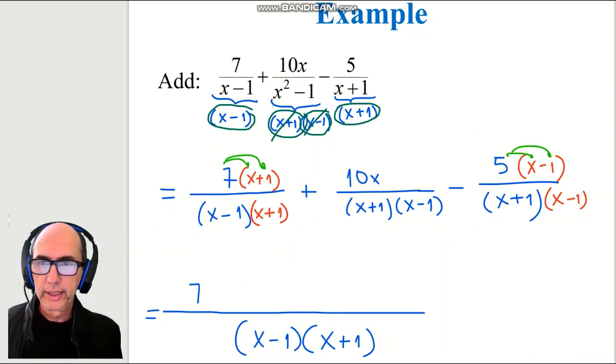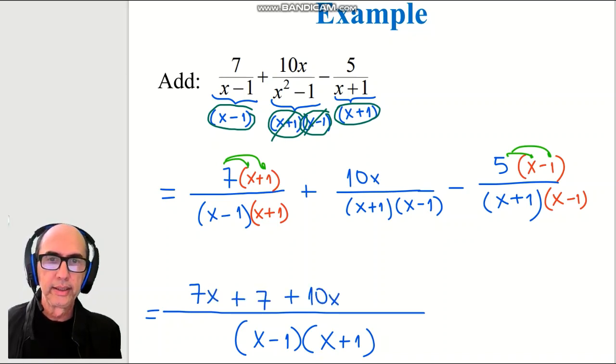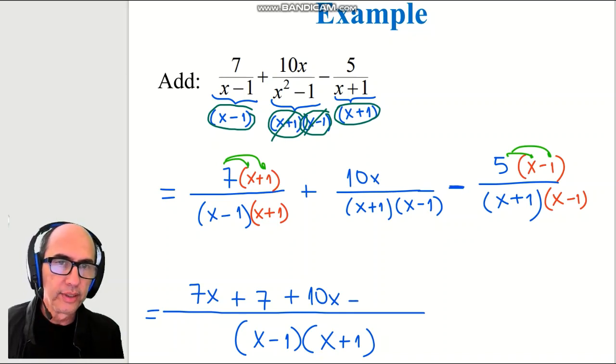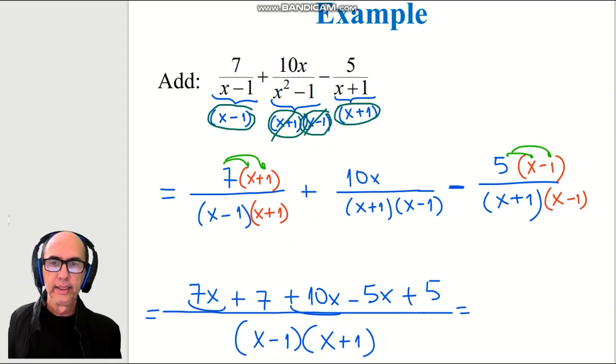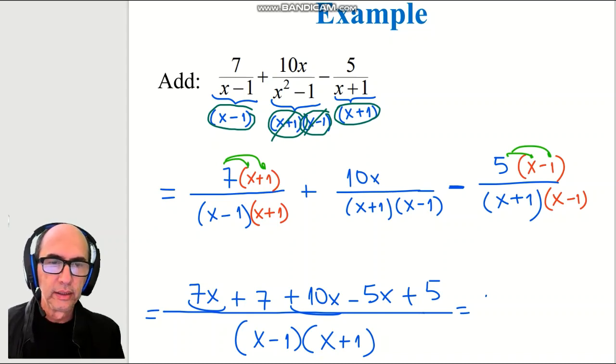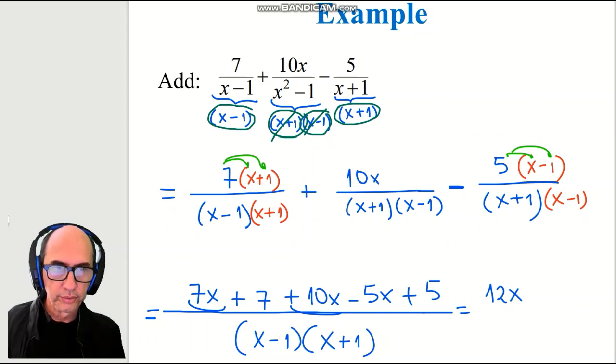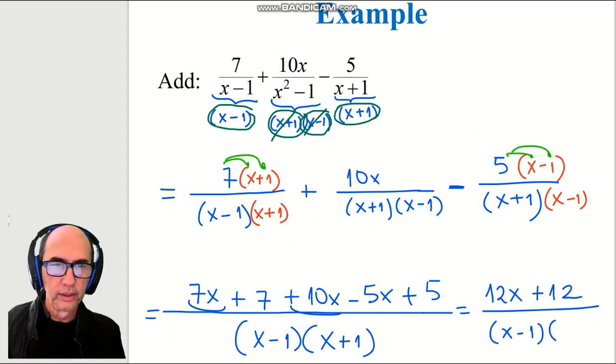Okay. So 7 times x plus 7 times 1 plus 10x minus, be careful with the negative, negative 5 times x, negative 5x, negative 5 times negative 1, positive 5. Okay, so 7x plus 10x, 17x, minus 5x, 12x. And 7 plus 5, 12. Over x minus 1, x plus 1.